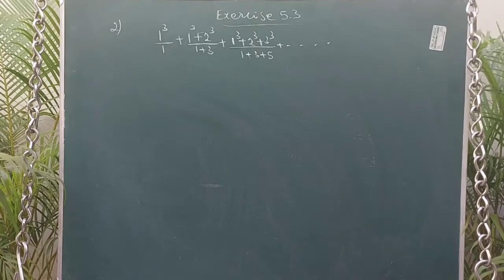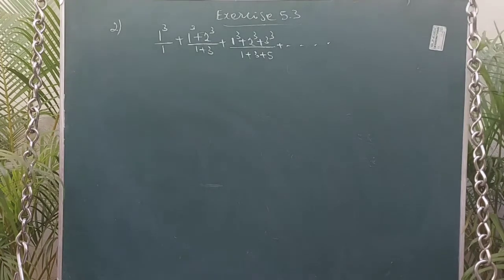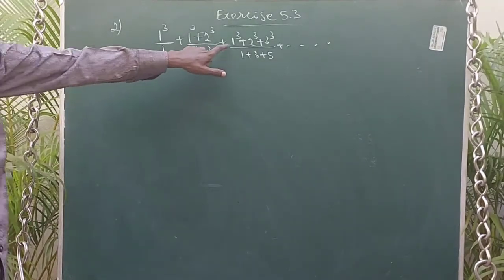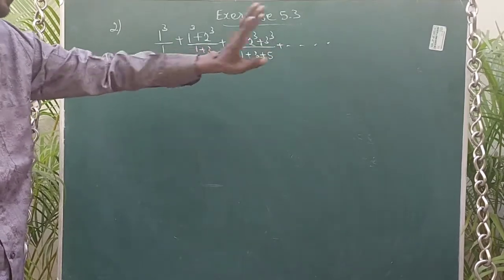Question number 2 in exercise 5.3. The question is, find the sum up to the 17th term of the series 1 cube by 1, plus 1 cube plus 2 cube by 1 plus 3, plus 1 cube plus 2 cube plus 3 cube by 1 plus 3 plus 5, plus etc.